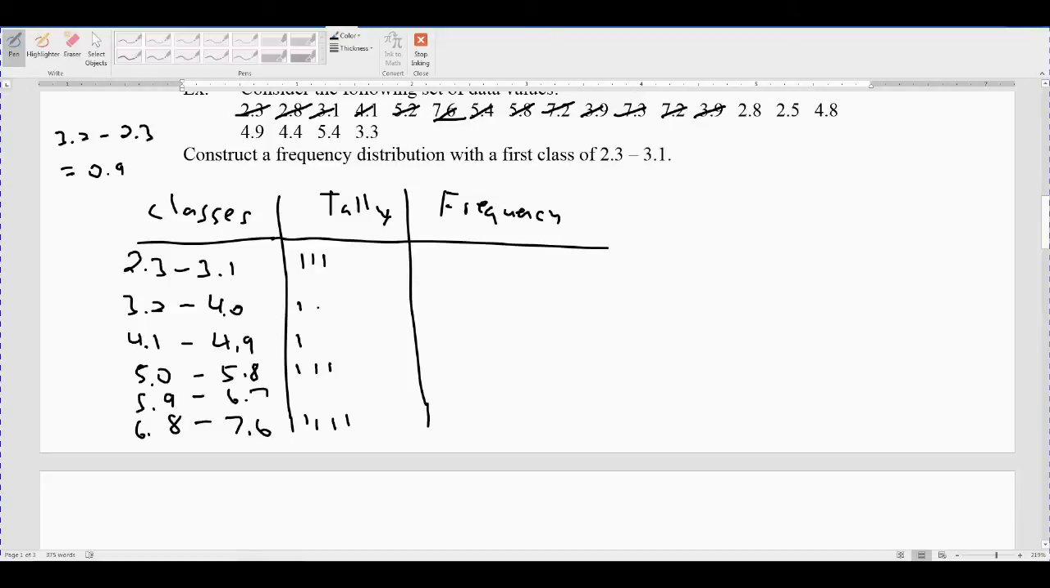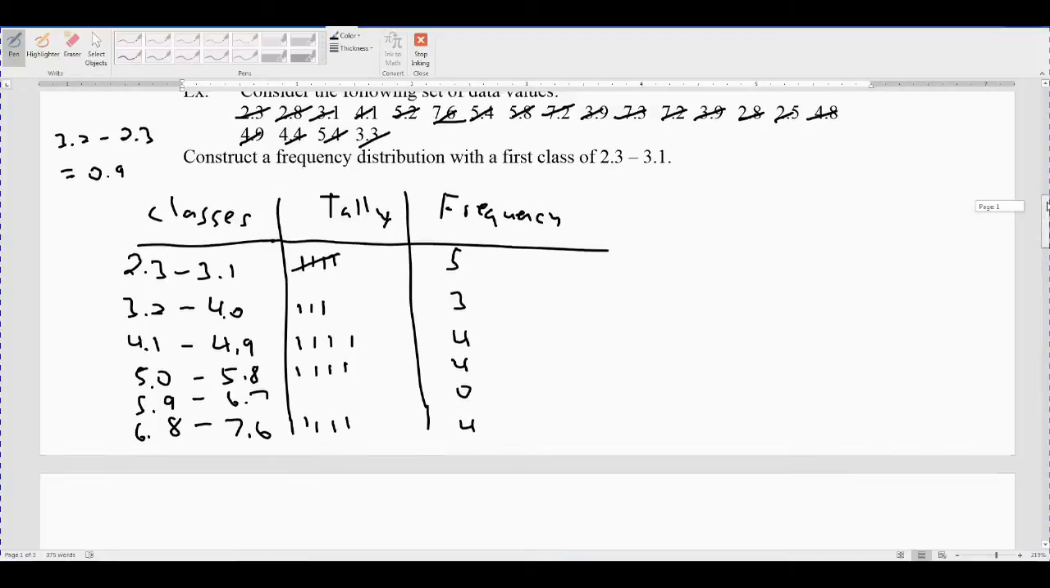3.9 is there. 2.8 there. 2.5 there. 4.8 there. 4.9 there. 4.4 there. 5.4 there. And 3.3 goes there. So if you add those up, we have 5, 3, 4, 4, 0, and 4. So the modal class would be 2.3 to 3.1, because that's the one that occurs most often. And that's pretty much all the frequency distribution is.